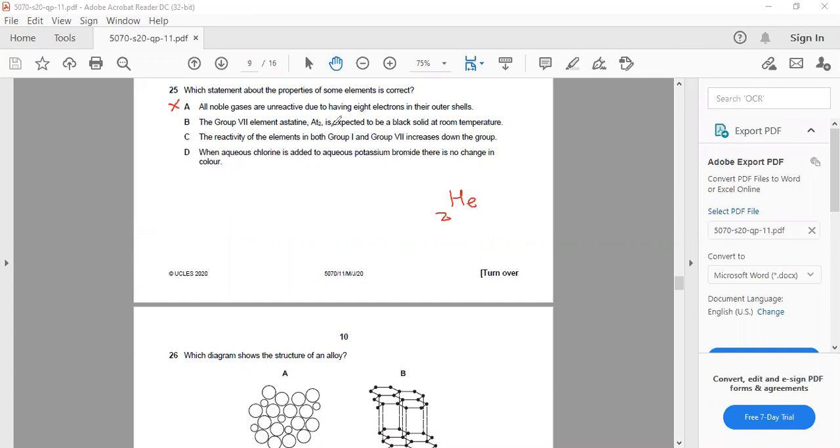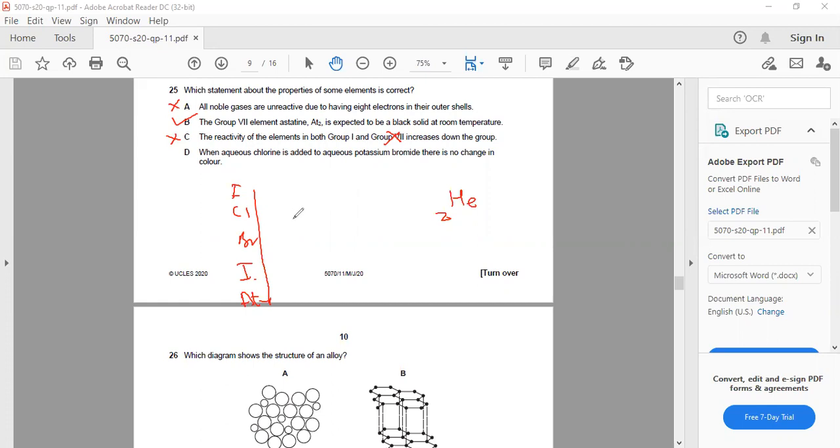Group 7 element astatine is expected to be black at room temperature. Yes. Because fluorine is a gas, chlorine a gas, bromine a liquid, iodine a solid, and astatine is also expected to be solid because the color gets darkened down the group. Iodine is also black, so it is also black. Why is C wrong? The reactivity of elements both in group 1 and group 7 increases, wrong. Group 1 increases, group 7 decreases.